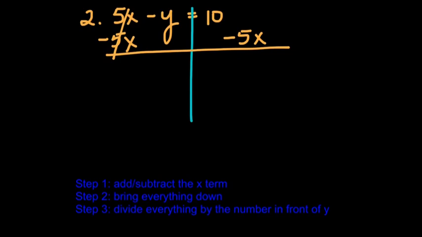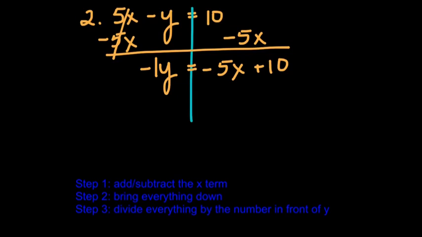So step 2, bring everything down. I am going to bring that negative y down, and you have to understand, first of all, that that is actually a negative 1y. That becomes very important when we look at linear relations. So we have negative 1y equals negative 5x, and then plus 10. Again, those come down separately, and it is a positive 10 because it does not have a negative in front of it. It's understood to be positive. So that's the second step.